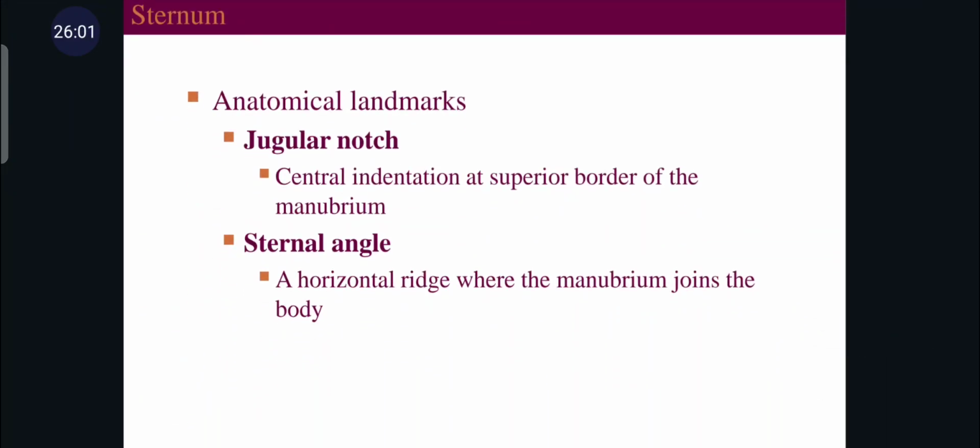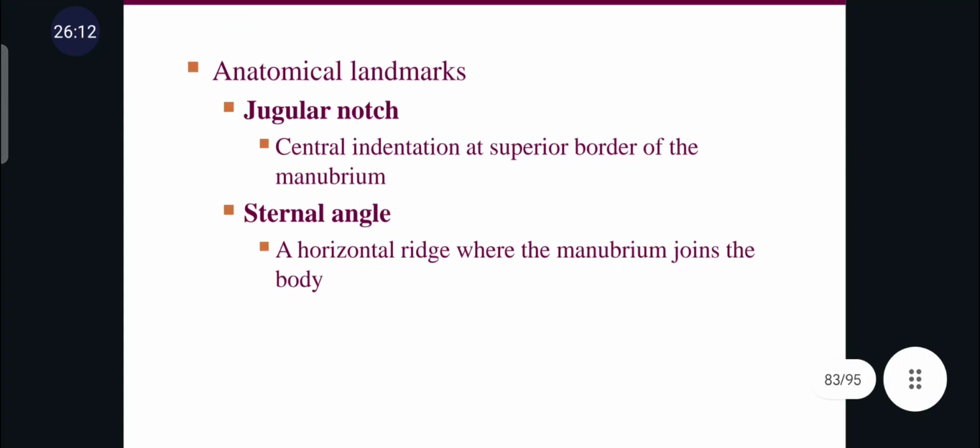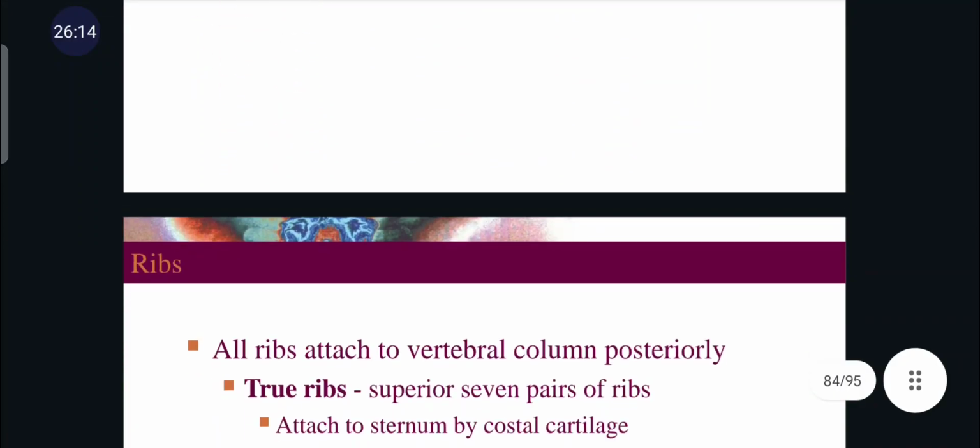The sternum also has anatomical landmarks such as the jugular notch, that is the central cavity or indentation at the superior border of the manubrium, and the sternal angle, a horizontal ridge where the manubrium joins the body.